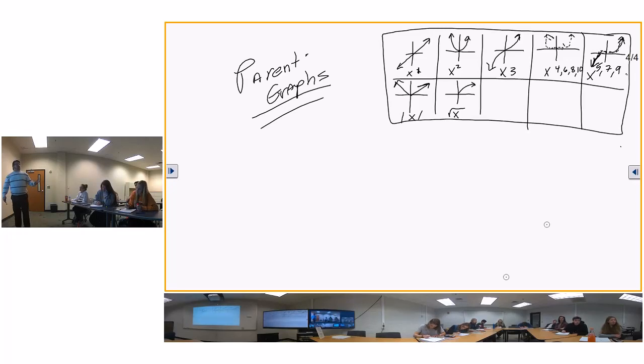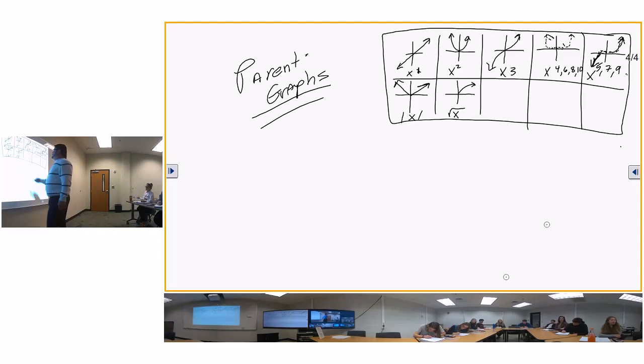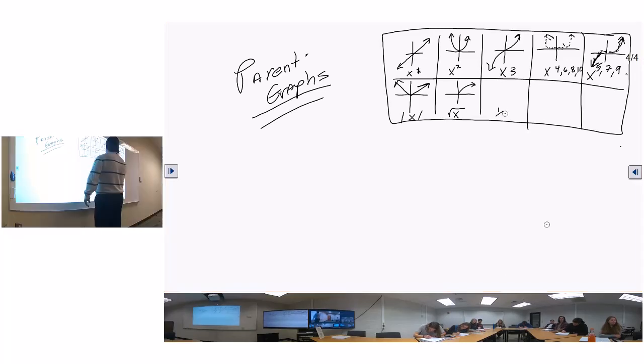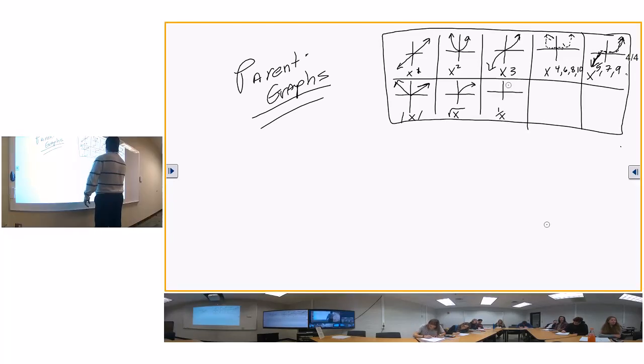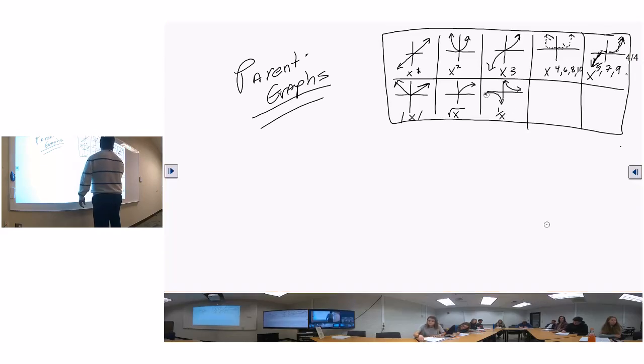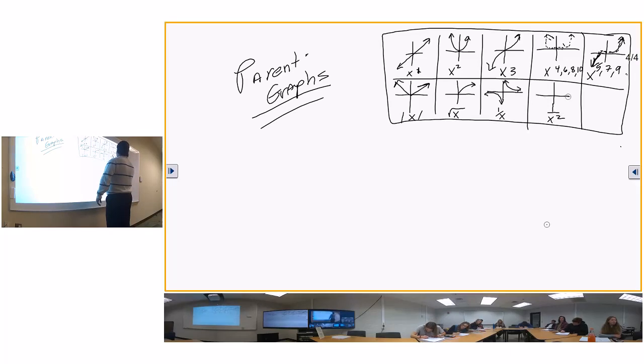And then we've got the volcano and the half a volcano. 1 over X, that's the half a volcano. And then what is 1 over X squared? That's the full volcano.